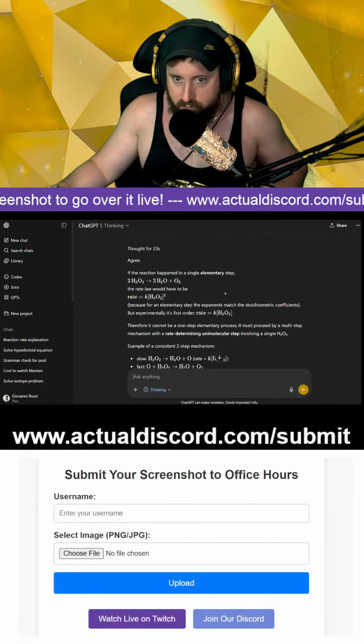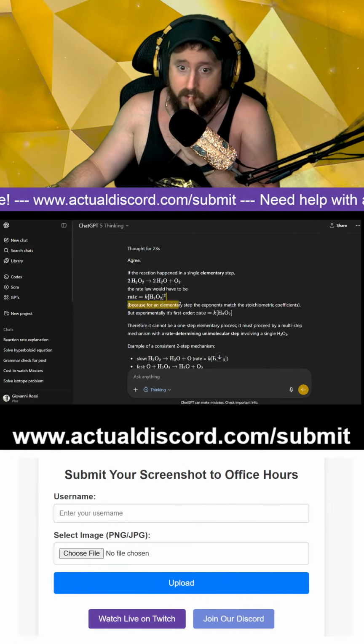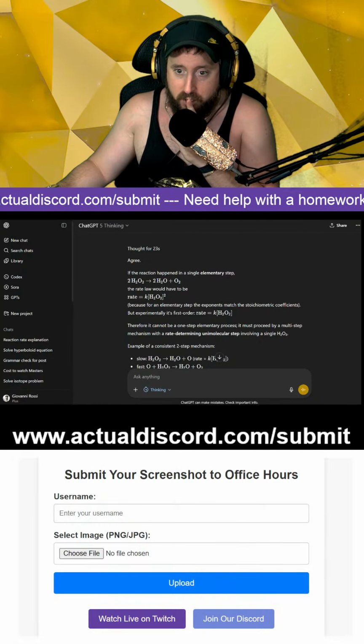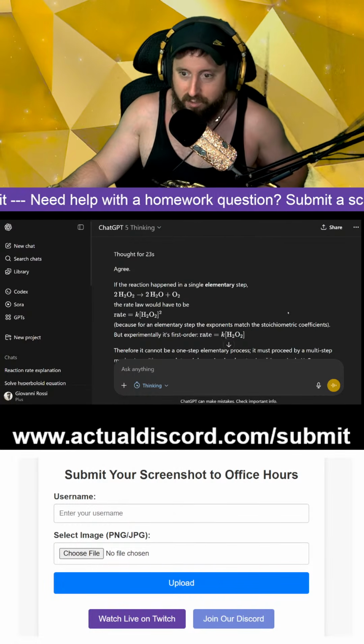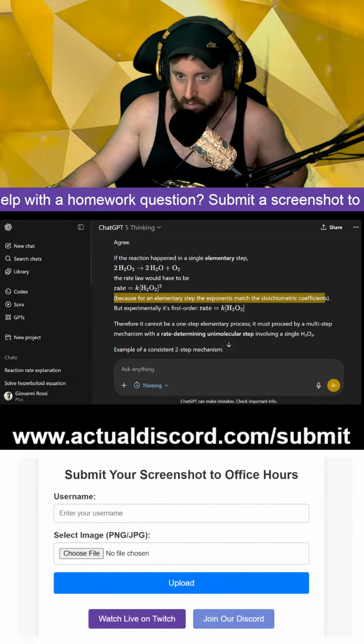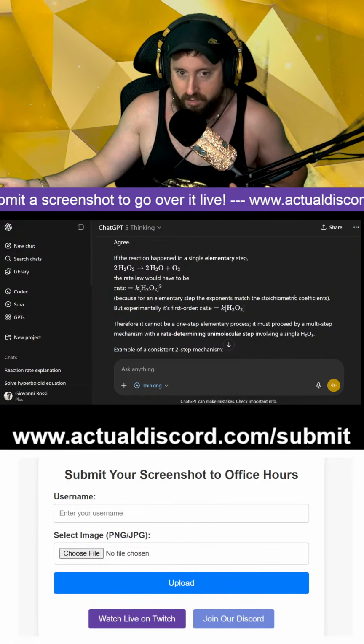So here's what ChatGPT says. It says, if the reaction happened in a single step, the rate law would be this, because for an elementary step, the exponents match. Okay, so this is opposite to what LibreText was telling me. It says, for an elementary step, the exponents match the stoichiometric coefficients. Yeah, that's what I thought.